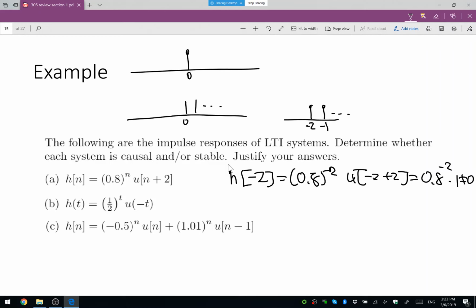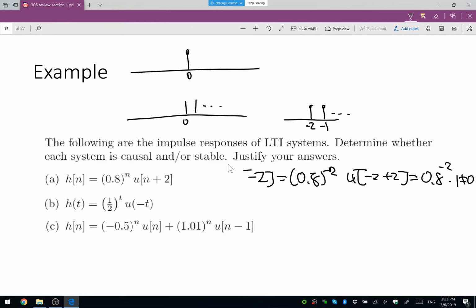And in the second example, you see there is u(-t), because u(t) is like this and u(-t) is like this. So the left-hand side is all non-zero, so obviously this system is not causal. The third example has two parts. You have to make sure both of the parts are causal to make the whole system causal. I think we're going to do this problem later. It is one problem from the homework.